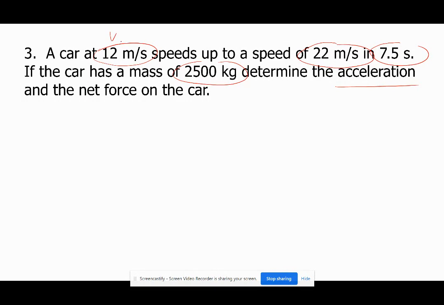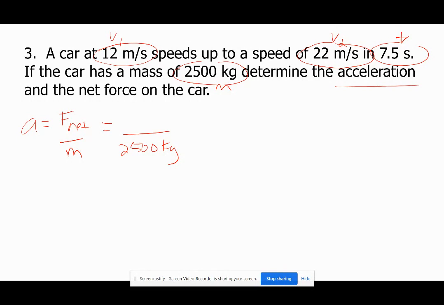That looks like linear kinematics, right? It's got a v1, a v2, and a time, and a mass. Well, we know that we can find the acceleration by going net force divided by mass. All right, so the mass is 2,500 kilograms, but we don't know what the net force is. Actually, it wants me to find the acceleration and the net force.